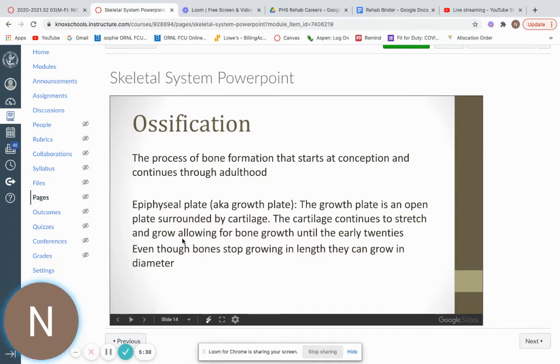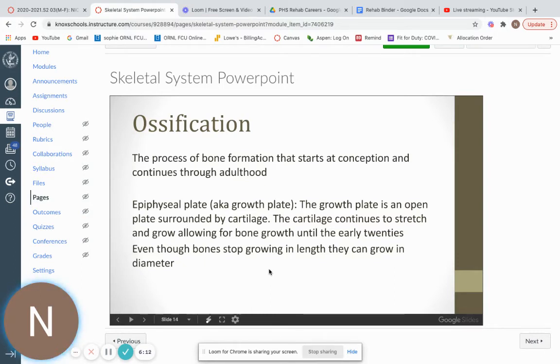I want to talk for just a minute about the growth plate. The growth plate is basically an open plate surrounded by cartilage. As you are still growing, like in your childhood, your growth plate is there so your bones can stretch so you can become taller and you could grow, obviously. So around early 20s, that growth plate closes, and then you don't grow anymore.